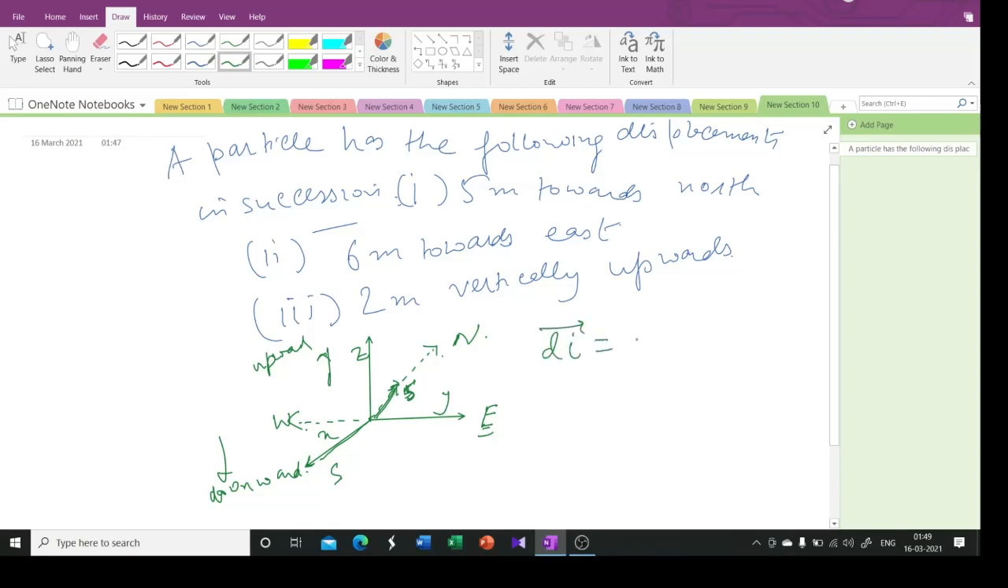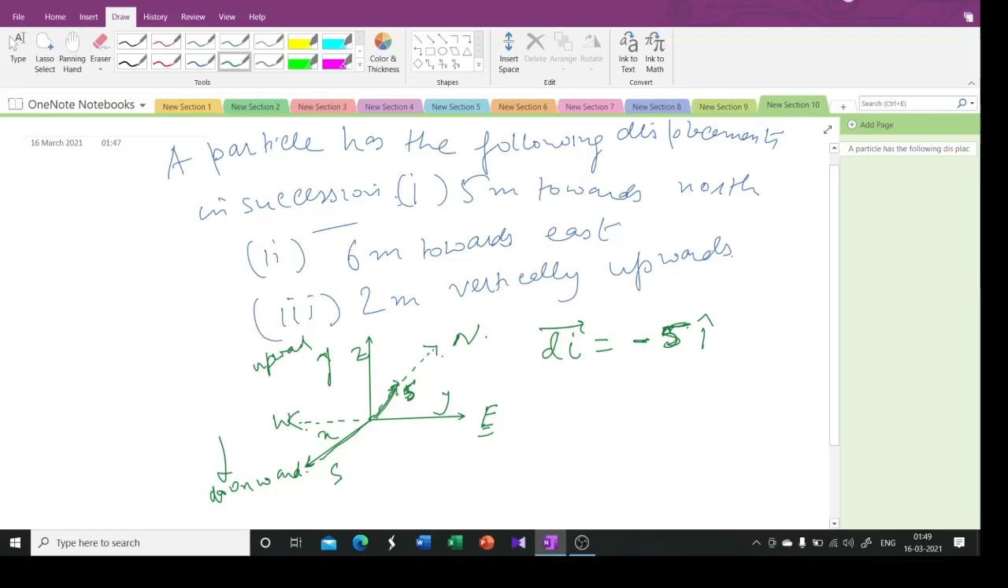So d1 is nothing but minus 5 i cap, because the positive x-axis is along this direction, right? So he moves along the negative x-axis, and we know that the unit vector along x-axis is simply i cap. So along negative x-axis it would be simply minus i cap. So displacement vector d1 is minus 5 i cap.